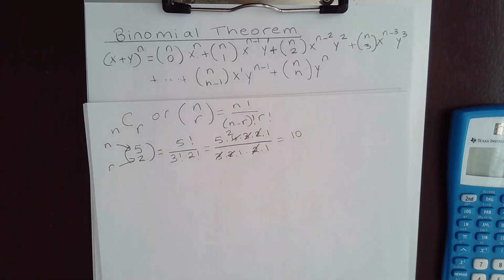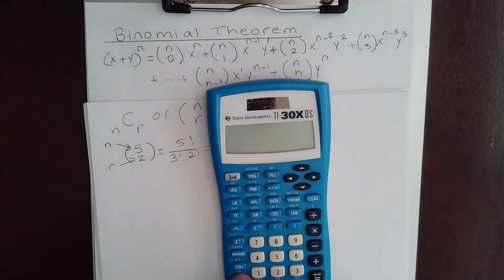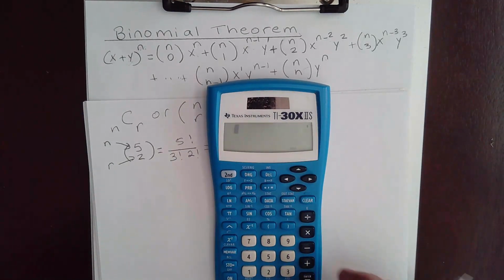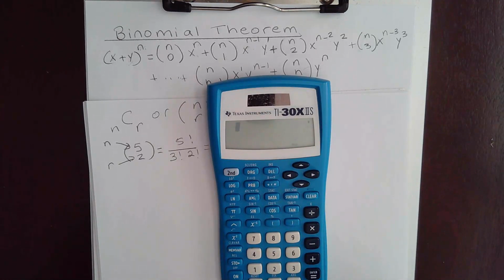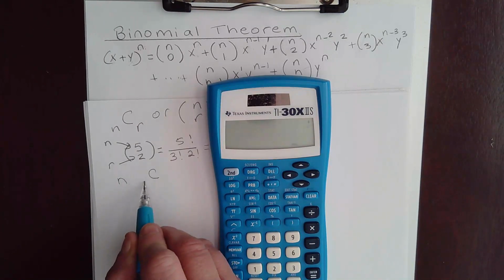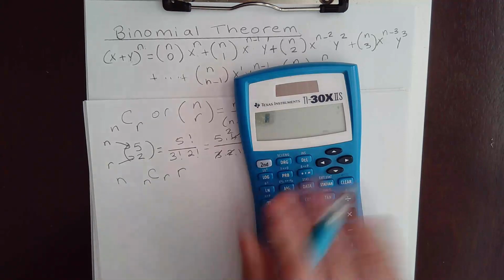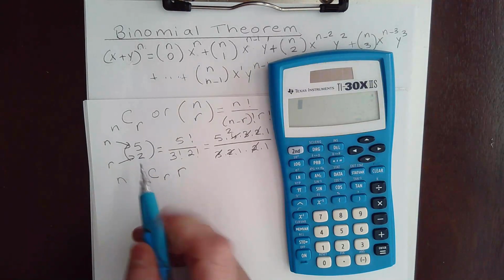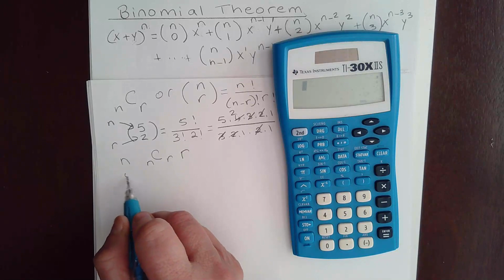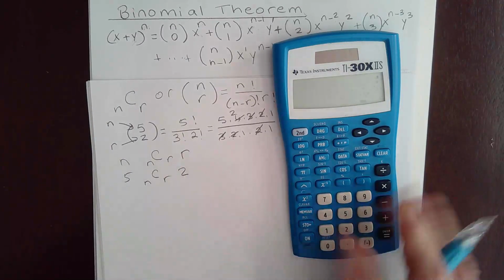You can evaluate it manually if you like, but there's an easier way to figure it out on your calculator. Whether you have a regular calculator or a graphing calculator, you should be able to do this. So first you're going to select n, then you're going to select n choose r, and then you're going to select r. In my case here, if I'm going to use a calculator, n is 5, n choose r, and then 2. So let's go ahead and do this.